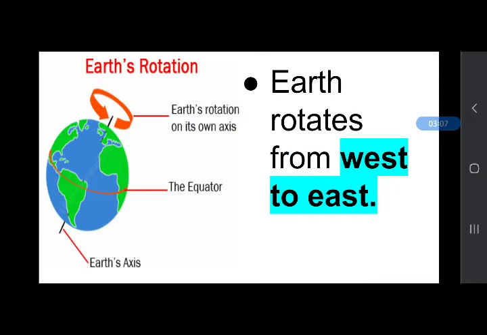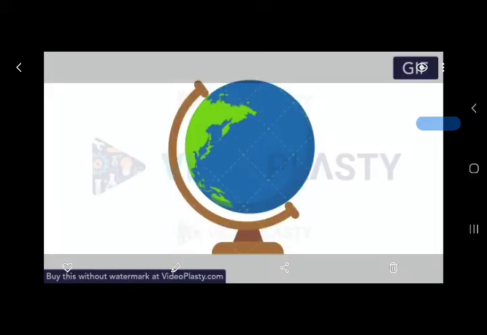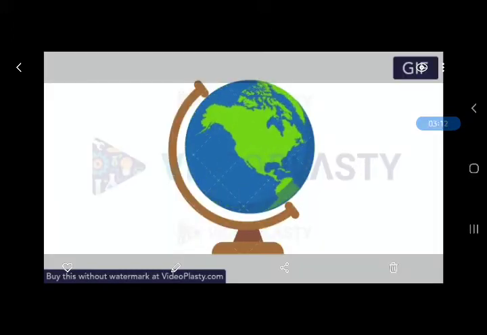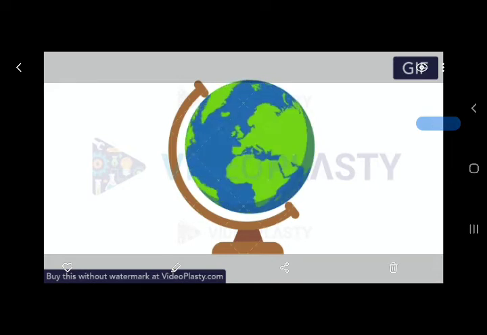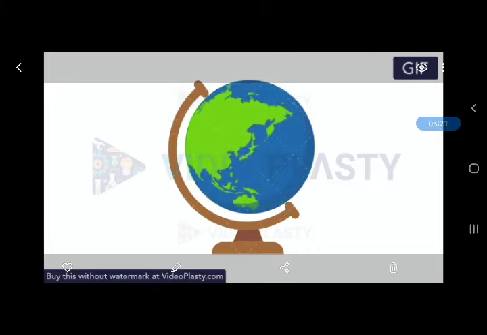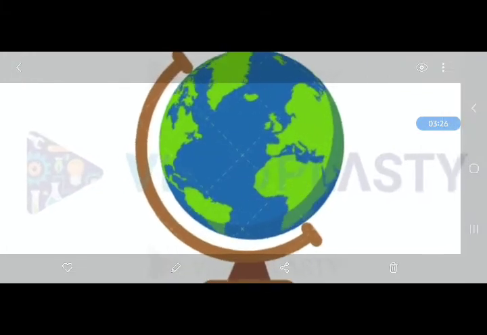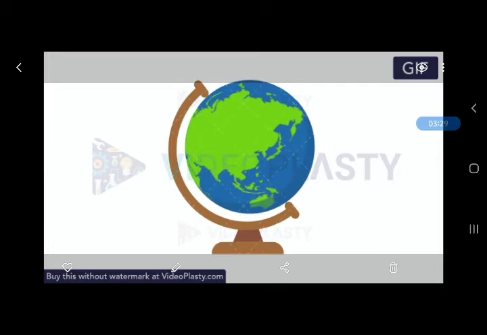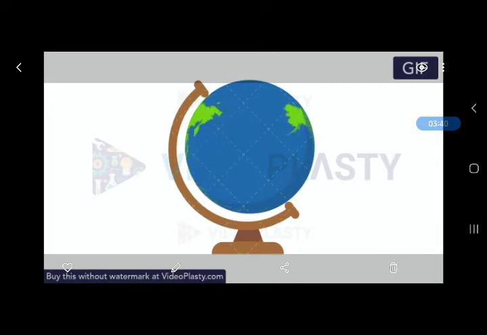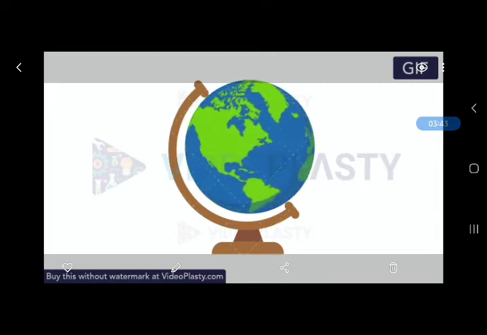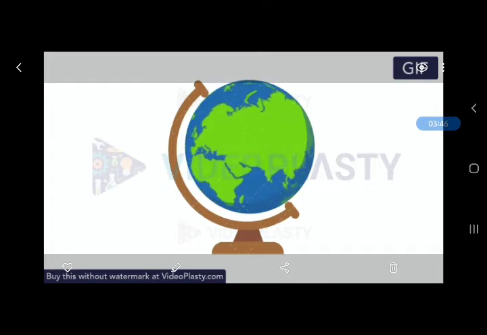One is rotation. So one movement was spinning round and round like a top. The earth spins or rotates on its own axis. This is axis. Axis is the imaginary line going through the center of the earth. So this is called rotation. Okay, this movement of the earth is called rotation. Earth always rotates on its own axis.